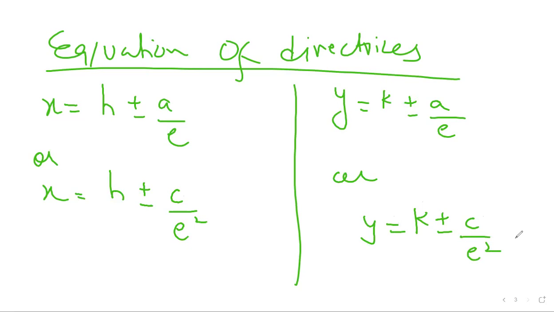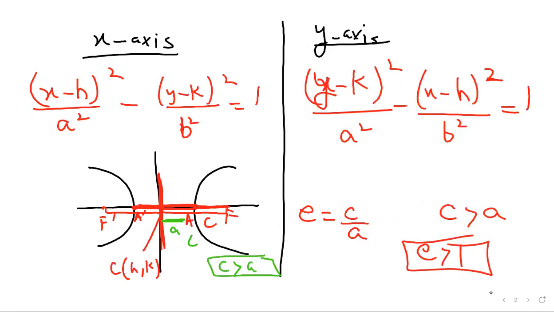Eccentricity is always positive because it's a ratio between 2 distances. The directrix line will lie here for the axis. Thank you.